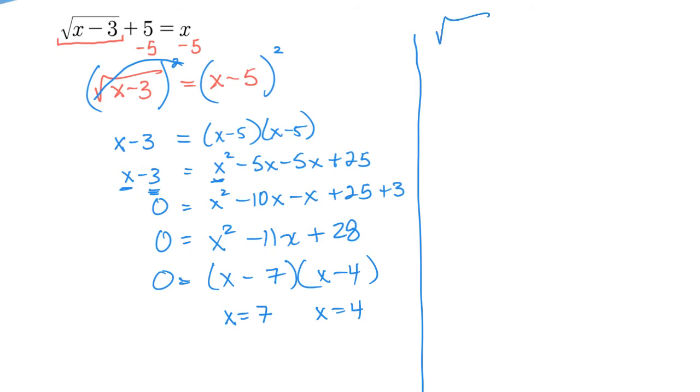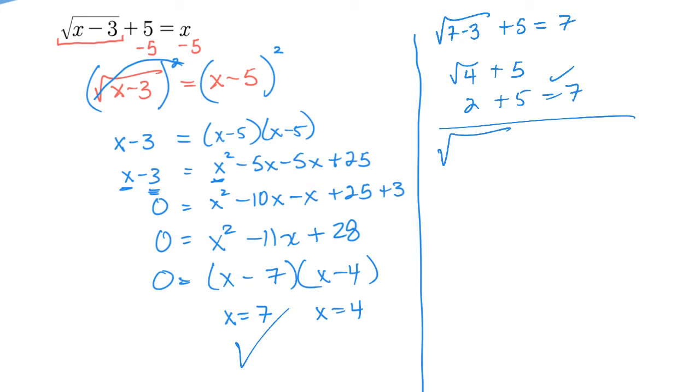So square root of x, let's try 7 first. So 7 take away 3 plus 5 is equal to x, we're working on 7. 7 take away 3 is 4. Square root of 4 is 2. 2 plus 5, 7. Good answer. Let's try the next one.